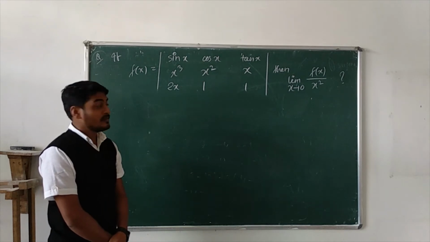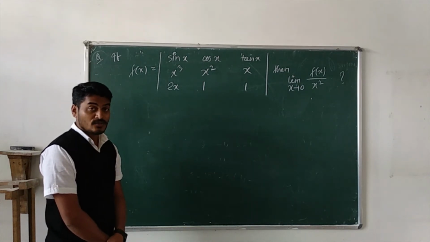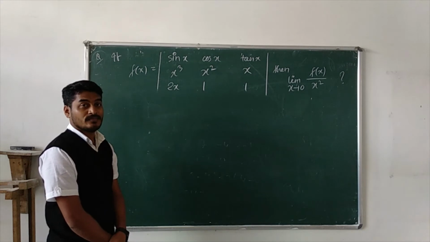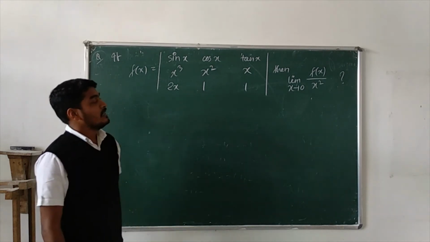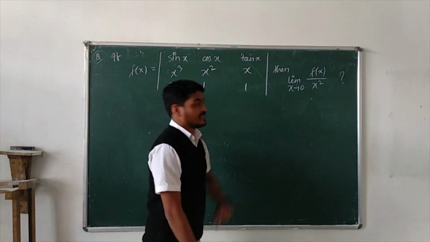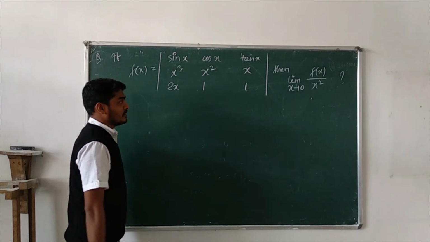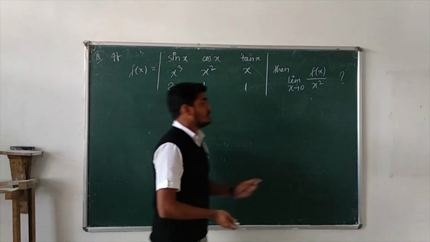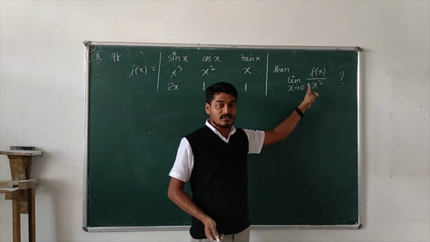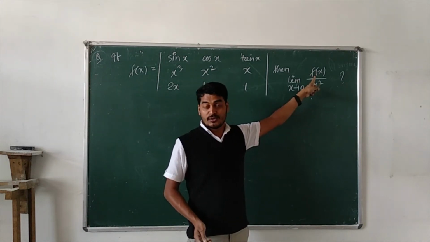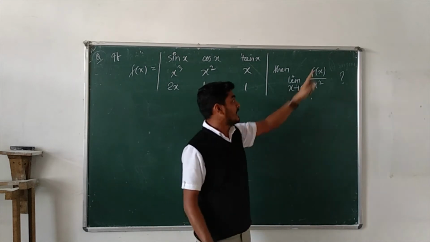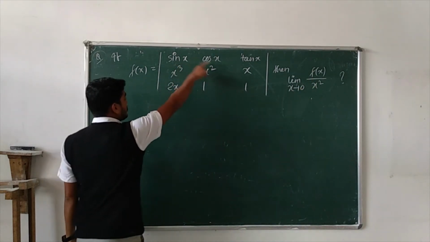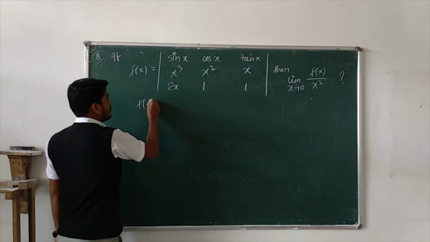Okay. So pause the video and think. Is there any other option to find out the value? So listen. f of x is given. So let us try to find it out. First of all, what is the value of f of x? Whenever x tends to 0, we will put x is equal to 0 and try to find it out. For x is equal to 0, we will have f of 0.